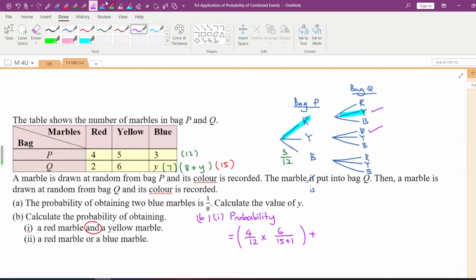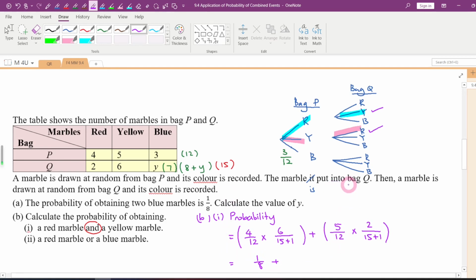Plus the second combination, which is yellow and red. Yellow, how many yellow do we have here? 5 times, here be careful, 15 plus 1. Red marbles, we have 2. Okay, so just press the calculator for this one. 4 over 12 times 6 over 16. So this will be 1 over 8.